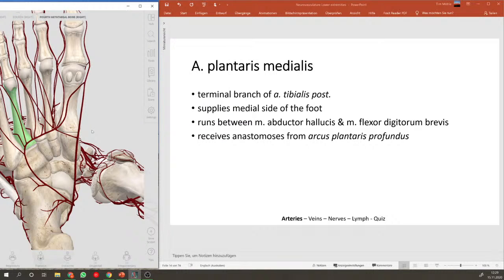Okay, I think that's it for the arteries. Don't worry, the veins now will be much quicker and shorter. The arteries usually take a big time chunk. But yeah, I hope that was everything and everything was clear.